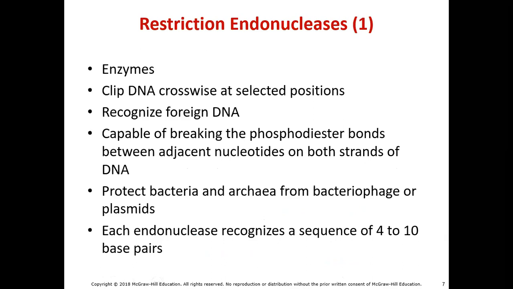using the restriction endonucleases. These cut at very selected positions, so you can commercially buy these enzymes, and then you'll know exactly where in the DNA it will cut. They cut crosswise at selected positions. They're capable of breaking the phosphodiester bonds. Remember, the backbone of the DNA is that phosphate connecting the sugars, between the adjacent nucleotides on both strands.